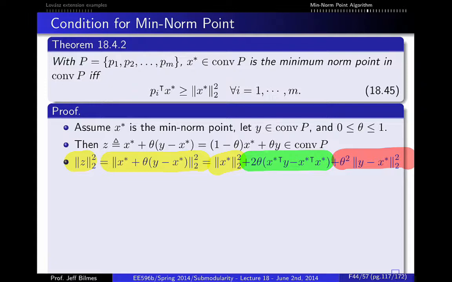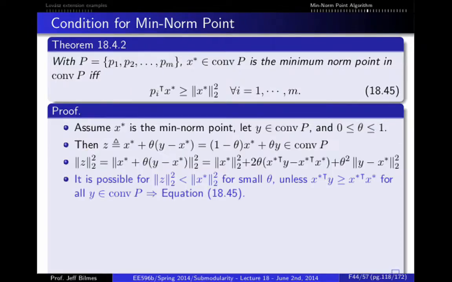So the point is, we're claiming that X star is the minimum norm point, Z is some other point, and if this is true, then Z must have a greater norm, it's a unique norm. So if Z is any other distinct point, then it must be the case that the norm of Z is greater than the norm of X star. And so the only way for this to happen is to make sure that the yellow, green, and red quantities are all positive.